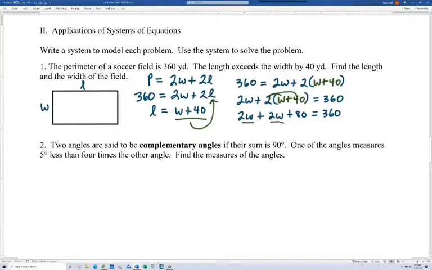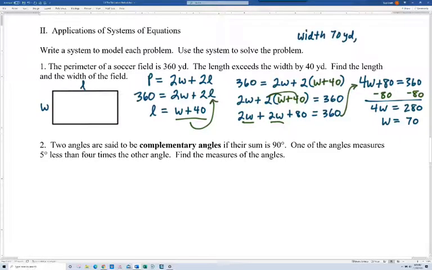Now we have a couple of W terms. Let's combine the 2W and 2W to get 4W, plus 80 equals 360. So now to get W by itself, we'll subtract 80 on both sides. We get 4W equals 280. You can divide each side by 4, you're going to get 70. All right, so now we know the width is 70, and in this problem we're working with yards. Now to find the length, notice we have an equation for that, solved for L. The length is equal to the width, which is 70 plus 40, and we get 110.